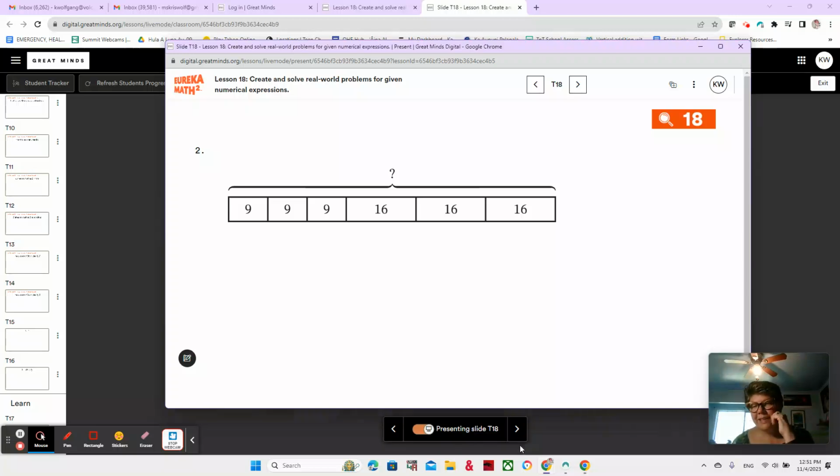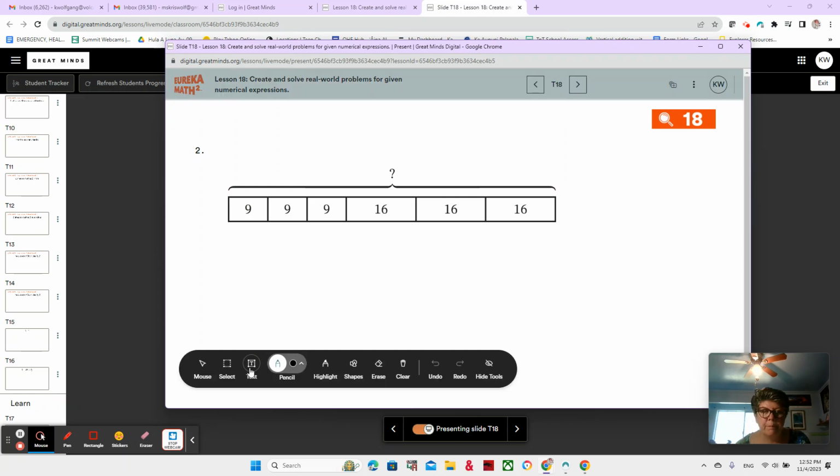Right, here we are in the second video of lesson 18, and you should be on page 153 in your book, and you'll see this exact same thing displayed there. So, what do we have here? We have a tape diagram with 3 9s and 3 16s. So we want to try and write a word problem that goes with this area model, right? So 3 9s and 3 16s.